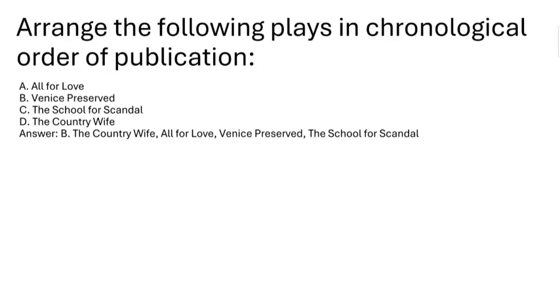And the correct answer is The Country Wife, All for Love, Venice Preserved, The School for Scandal. The Country Wife was published in 1675, All for Love 1677, Venice Preserved 1682, The School for Scandal 1777.